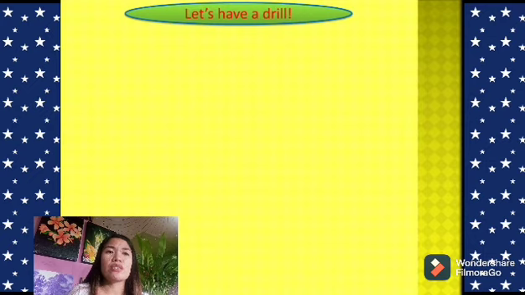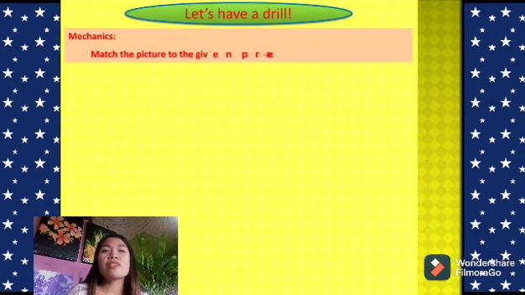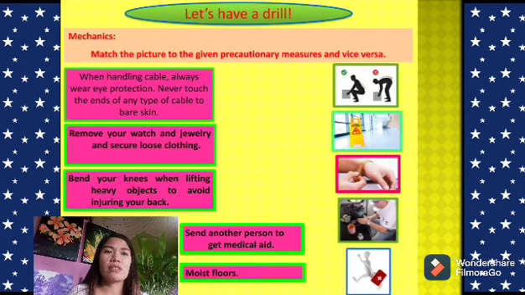Okay, are there any questions? Okay, so no more questions. So if you really understood, and to test if you really understood the lesson, let's have a drill. Here's the mechanics. Match the picture to the given precautionary measures and vice versa. So I have here the pictures and the given precautionary measures.